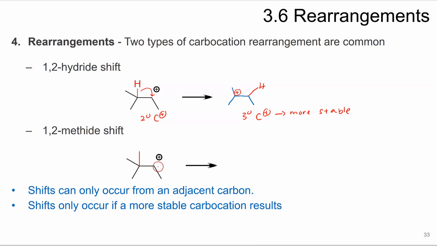And sometimes if you don't have a hydrogen available, but you can shift a methyl group, that can pop over here. The methyl group goes there, and the positive charge switches places with that, which again makes it more stable.